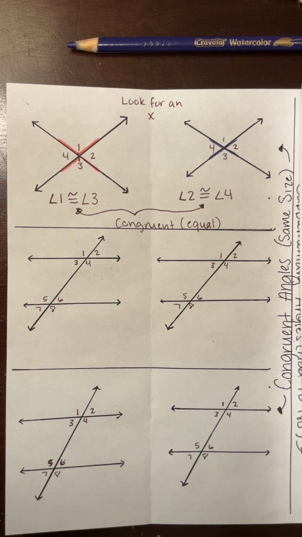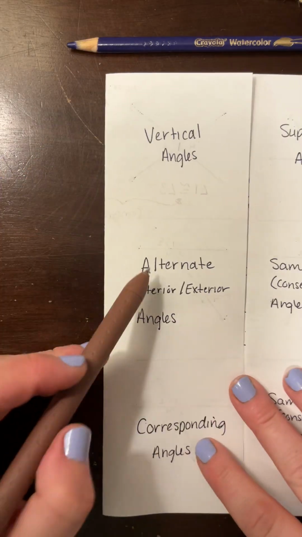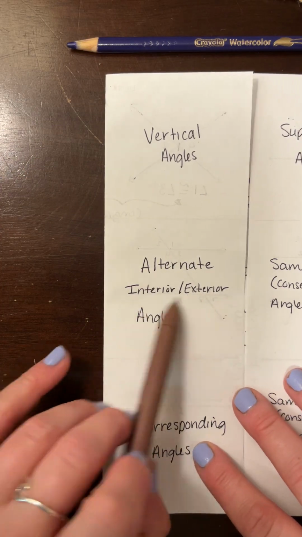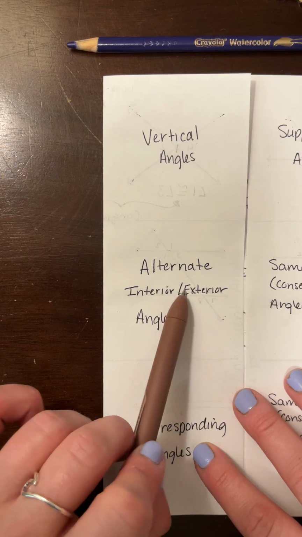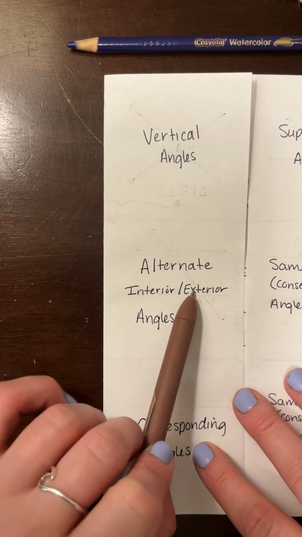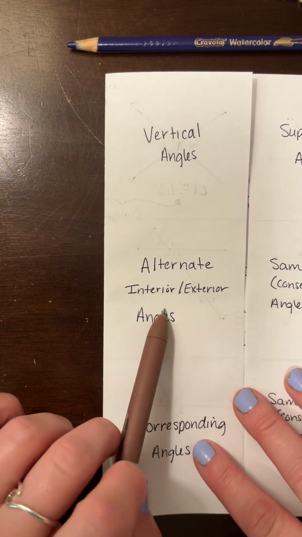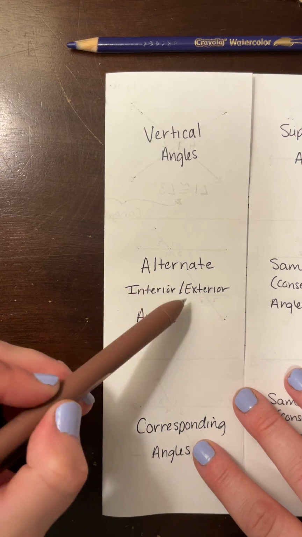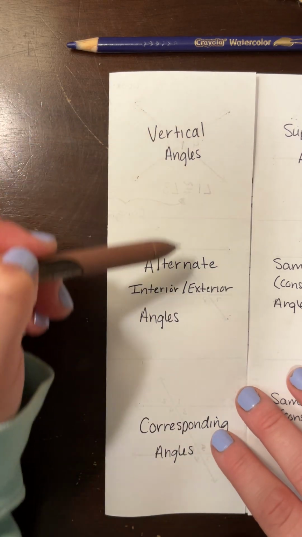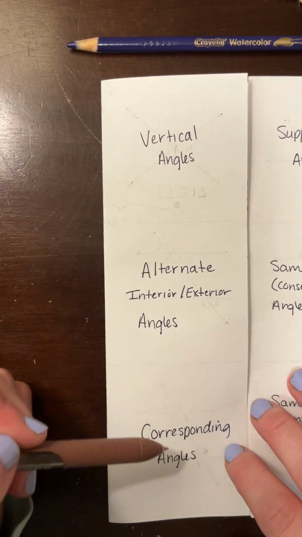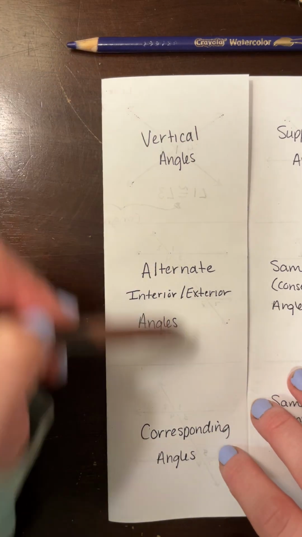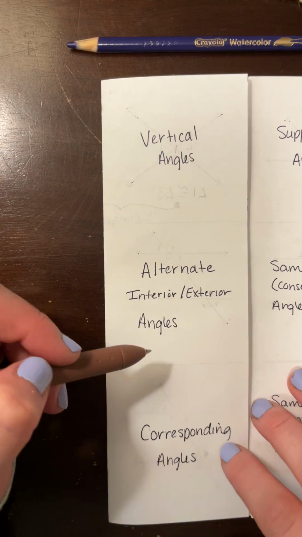Our next set of angles is called alternate interior or exterior. We're going to cover these both. Technically, these should be 2 separate things, but we're just going to cover them both because they're both very similar. So we're going to go alternate interior or exterior angles. Now remember, all the angles on this side of the paper, they're all going to be congruent. That means whatever angles we identify, they're going to be equal to each other.